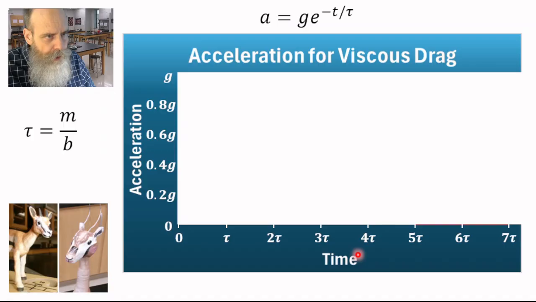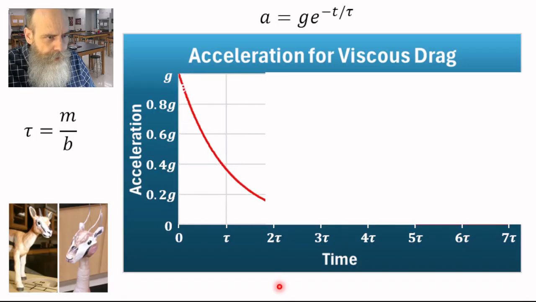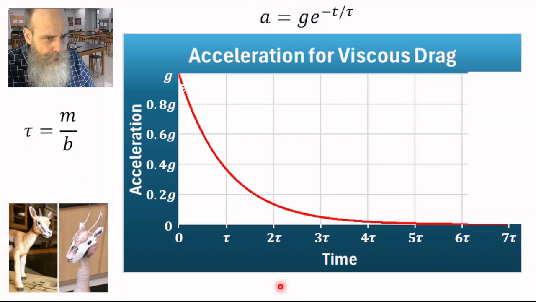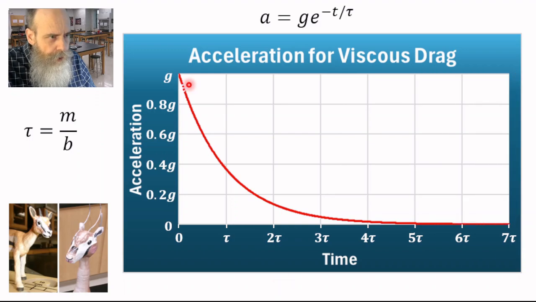Let's plot the acceleration versus time. This is the equation that we are plotting. Acceleration on the vertical axis is written in terms of g. The time on the horizontal axis is written in terms of tau, the time constant. Here's what we get. It starts at g at t equals 0, and then it exponentially decreases to 0. And it's pretty much close to 0 after a time of 5 tau. So after a time of 5 tau, we can say that the system has reached steady state.